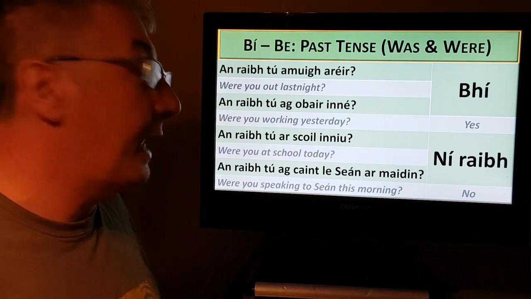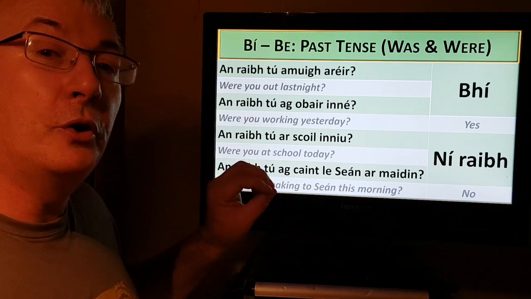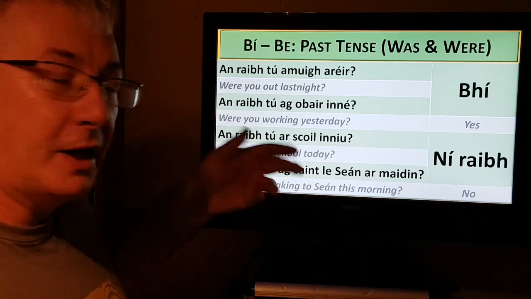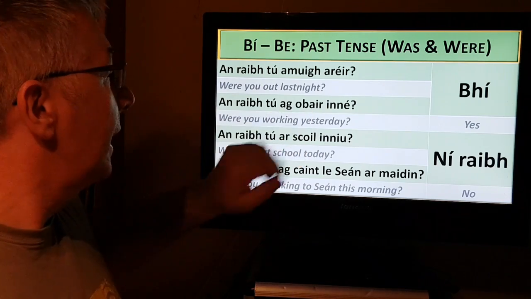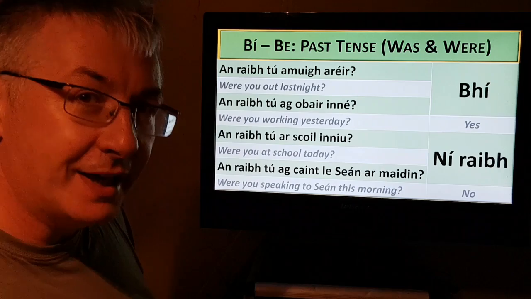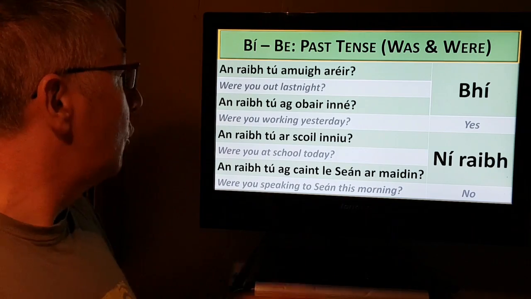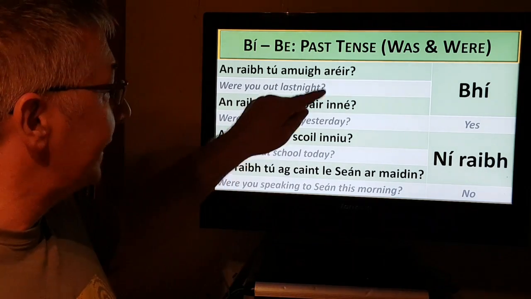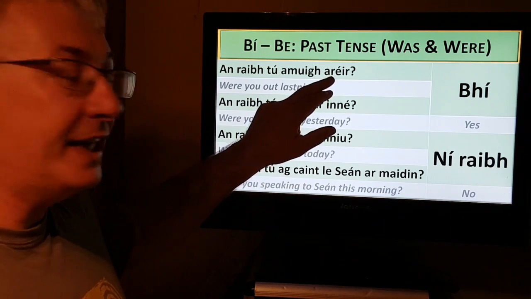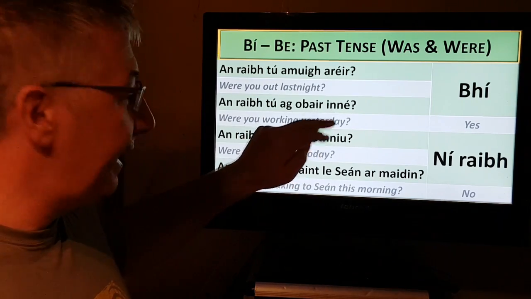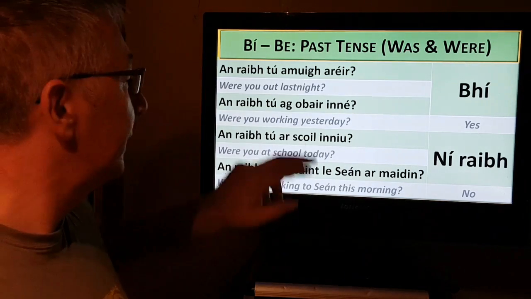Were you working? And then row two, and you hardly hear this in natural speech. Row two, a-gubbers, working. And 'inné' is yesterday. Row two, gubber and 'inné'. And I'm trying to add these wee bits in just subconsciously for you. 'Aréir' is last night. And 'inné', yesterday. And we'll get a couple more here, right?